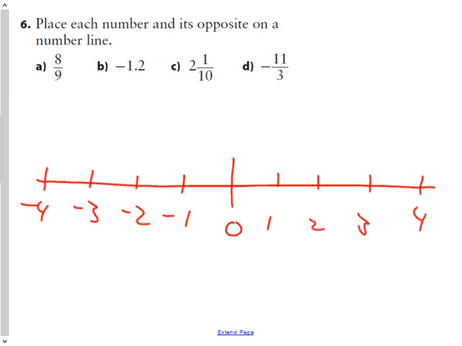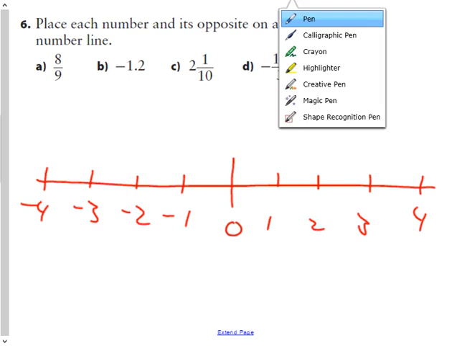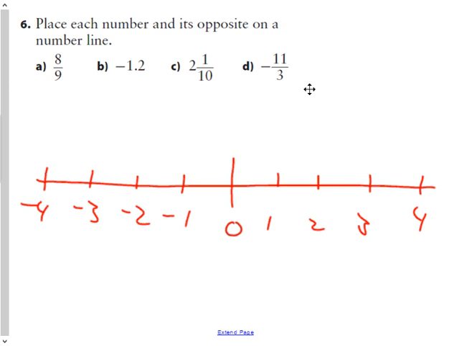So our number line is created. I'll grab a different color. Actually, I'll draw. Let's use pretty things, let's use happy faces. So I'm going to place 8/9 on the number line. Now, 8/9 is going to fall somewhere between here, right? If I use my pretty happy face, 8/9 will be there. So 8/9 is between 0 and 1.